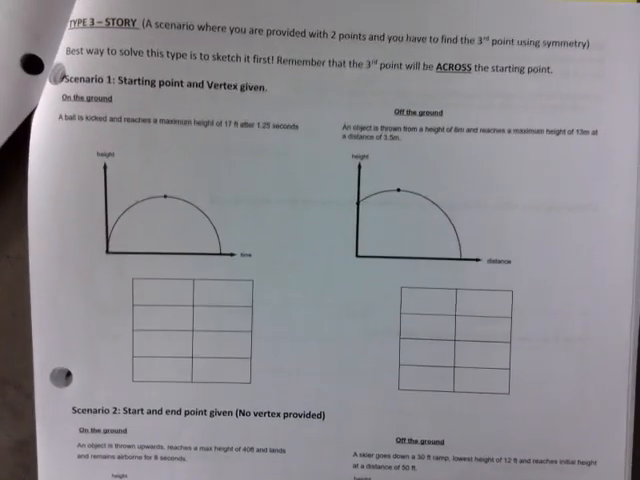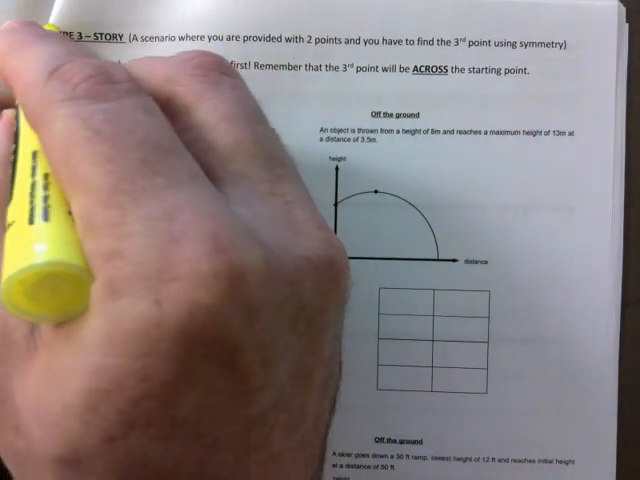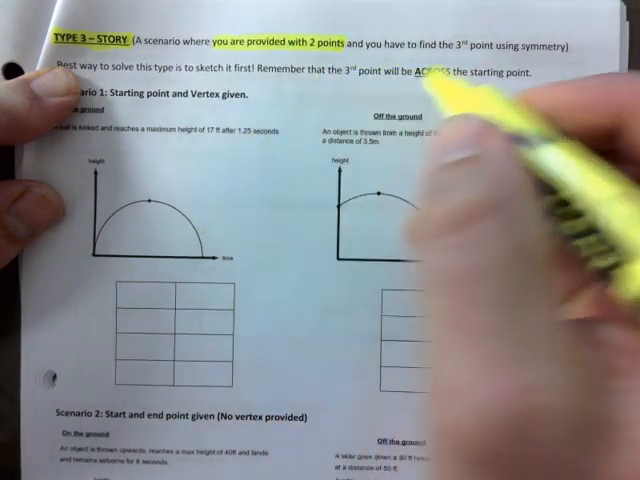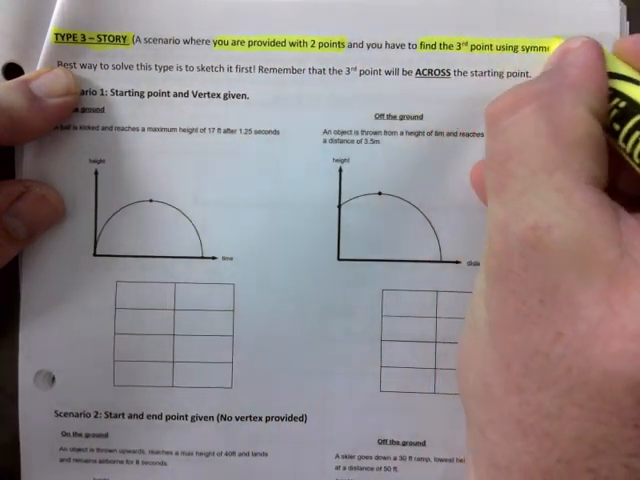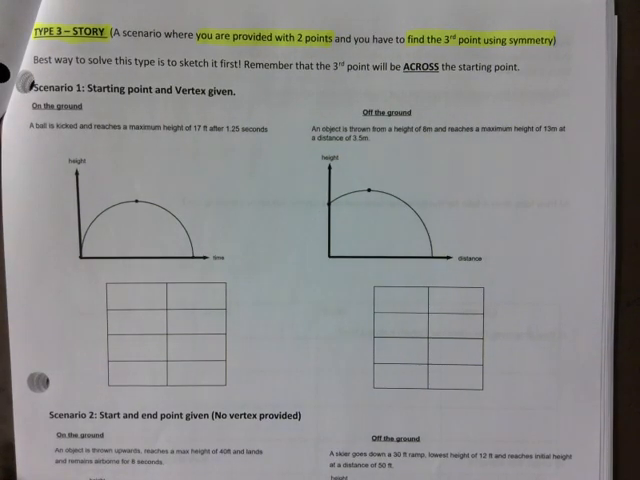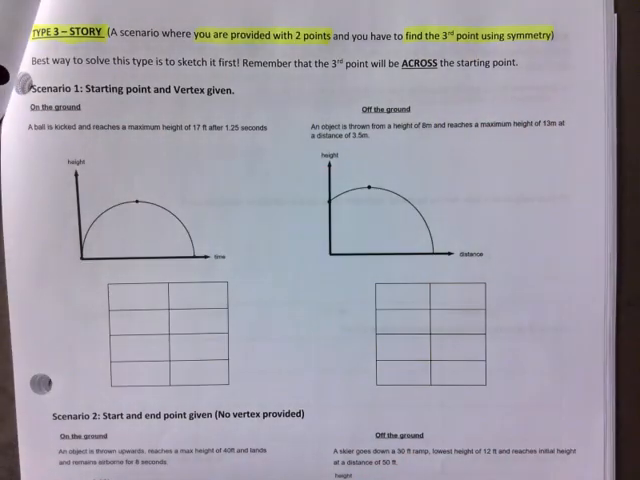So we're going to 52. Page 52, type 3. You are provided with 2 points. You find the third point using symmetry. That's where it's at. Okay, that's what this is all about. And I'm also going to skip this whole slide because we've done this in grade 11. I'm just going to jump straight to the example.